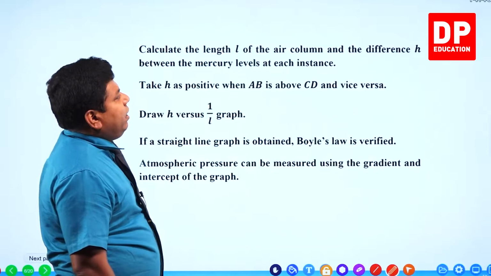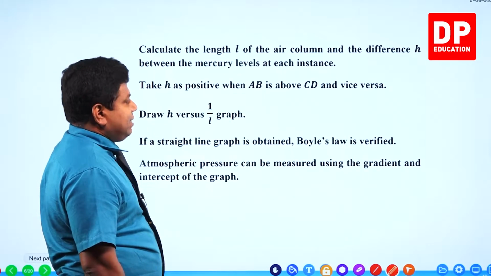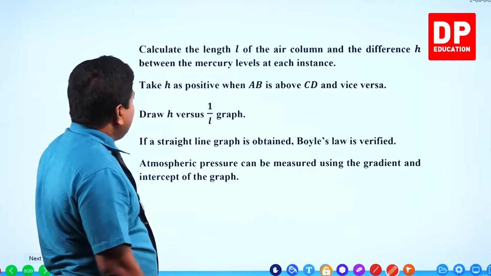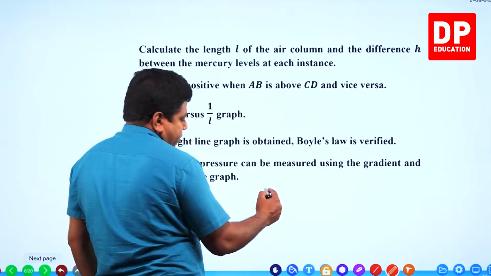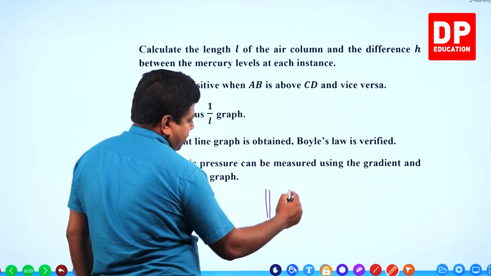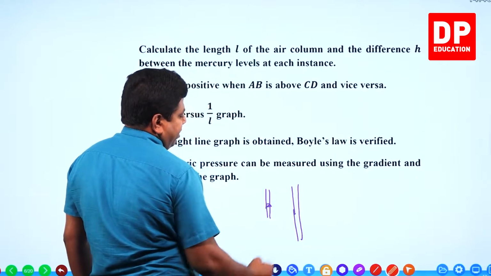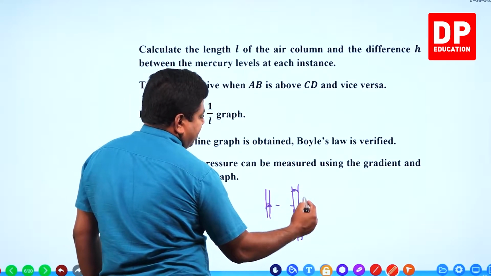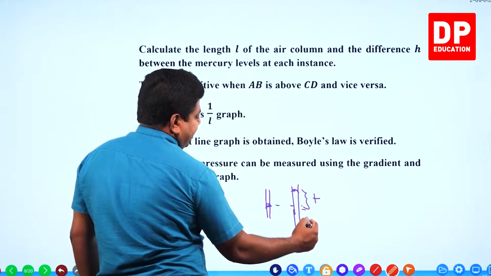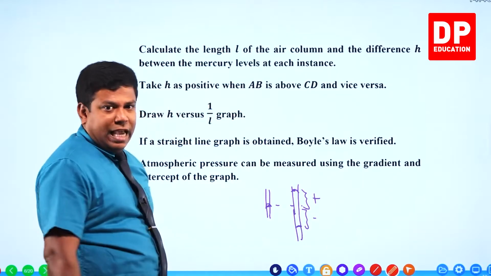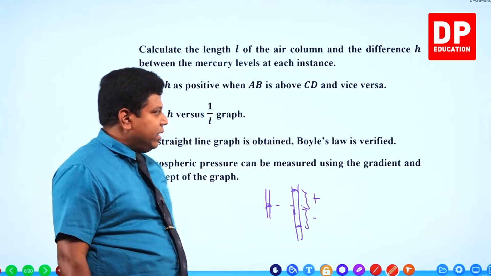Calculate the length L of the air column and the difference H between mercury levels at each instance. Take H as positive when AB is above CD. Look at this. If this is your mercury level on this side, when you have the mercury level here, take this as positive. Suppose the mercury level is down here, then take this as negative. You have to give a sign for H, plus or minus accordingly.